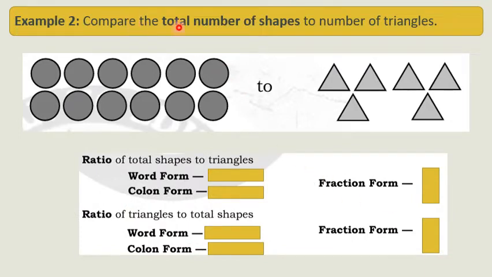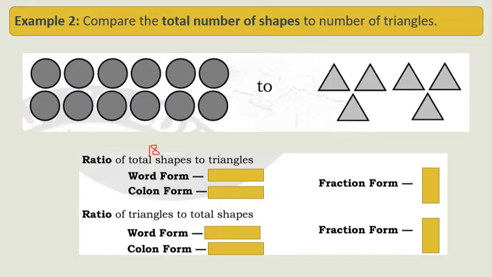So, compare daw natin yung total number of shapes to number of triangles. So, yung total ng lahat ng shapes sa triangle. So, yun daw ang ating gagawing ratio. So, ilan ba lahat yung shapes natin? Kung ang circle ay 12, ang triangle ay 6, ilan lahat yung shape? So, ibig sabihin, ang total natin ay 18 kasi 12 plus 6 is 18.